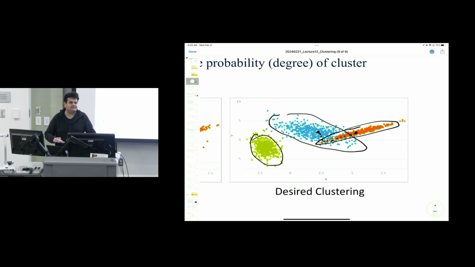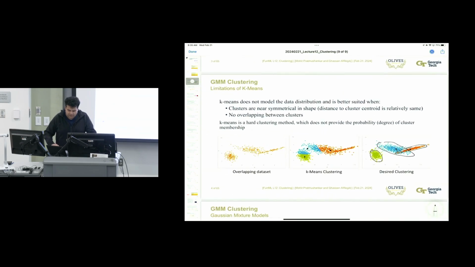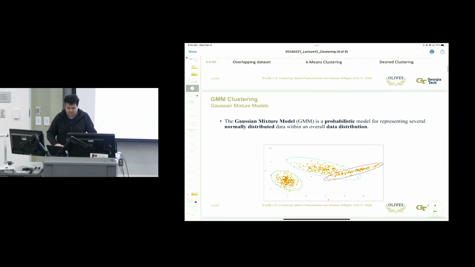So we want these characteristics imbued within our clustering algorithm, and to do that, we have something called Gaussian mixture models, so commonly called GMMs. They're a probabilistic model for representing several normally distributed data within an overall data distribution.